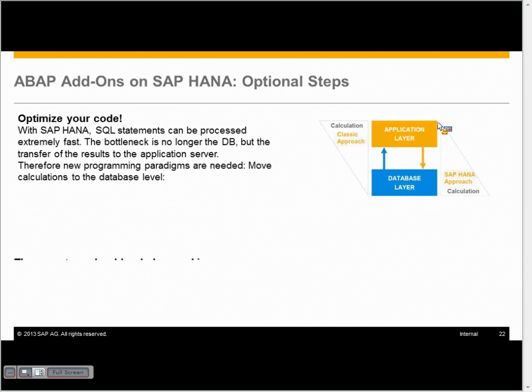The last point is an optional step that you could do, but definitely this is very much recommended. And this is optimize your code. With SAP HANA, SQL statements can be processed extremely fast. That means the bottleneck is no longer the database to collect the data, but the transfer of the results from the database layer to the application layer takes the longest time. And therefore, a new programming paradigm should be applied here. Move calculations from the application layer to the database layer wherever possible.